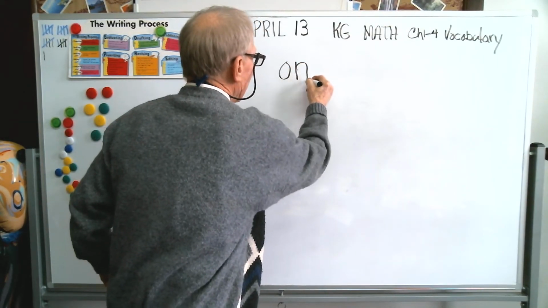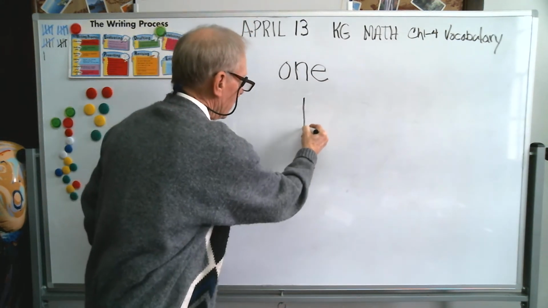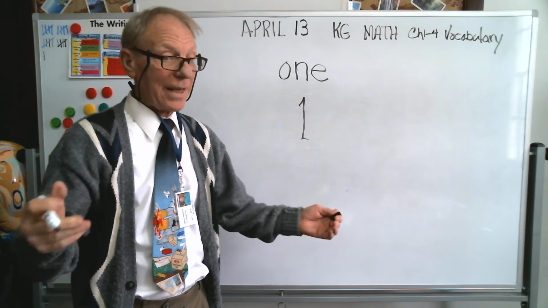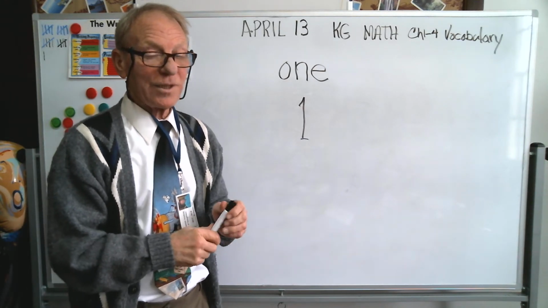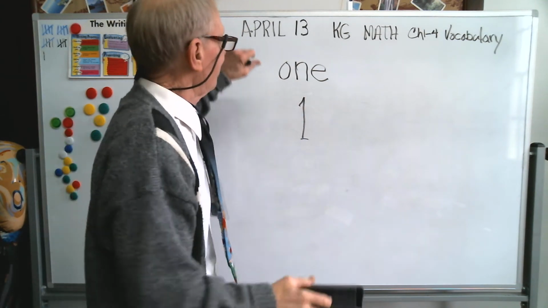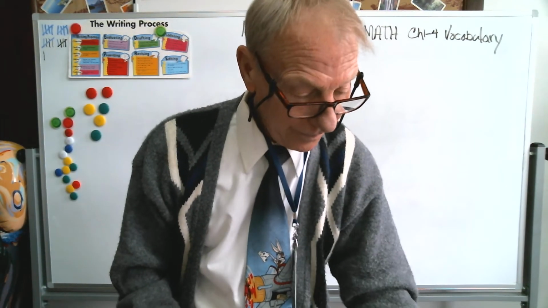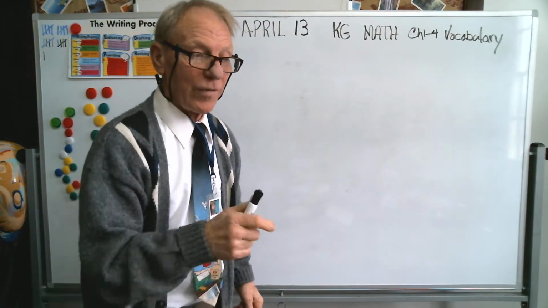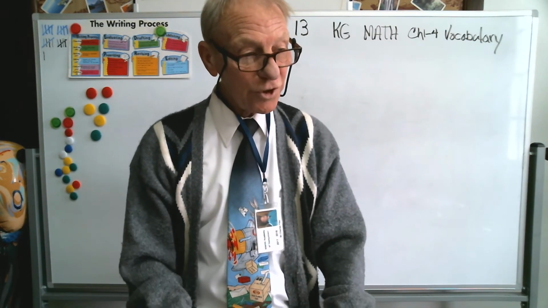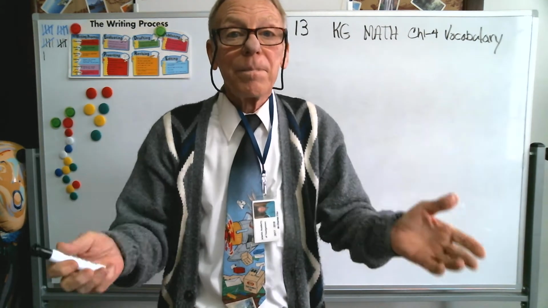O-N-E. The word one is the number 1. It's the beginning of the number digits. 1, then it goes to 2, 3, and so on. On the next page, the first vocabulary word there is pairs. What is a pair? Well, look at your shoes. You have a pair of shoes. 2 things that are the same.